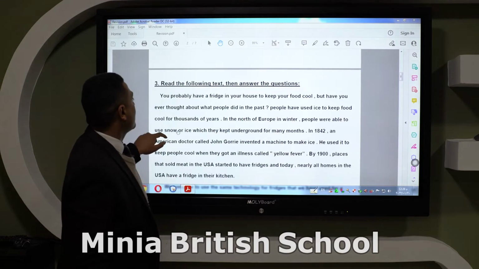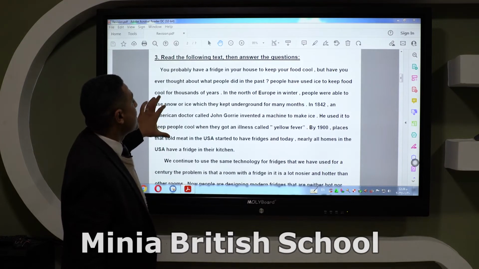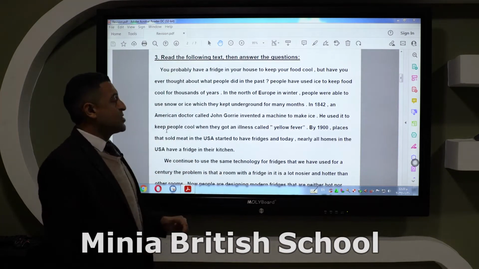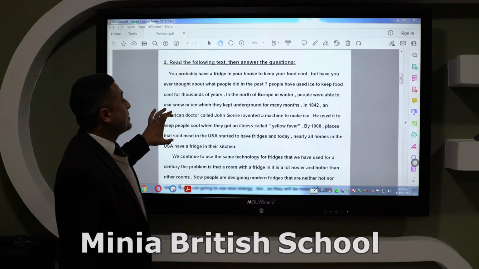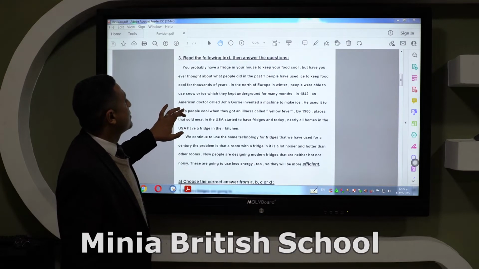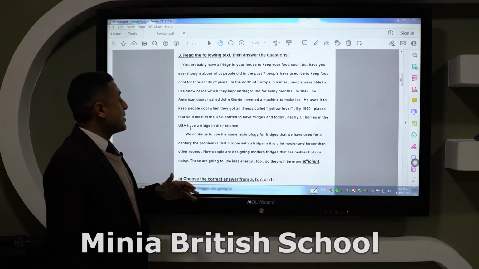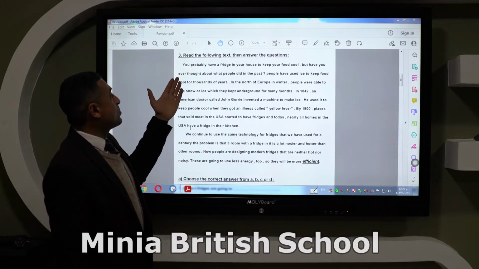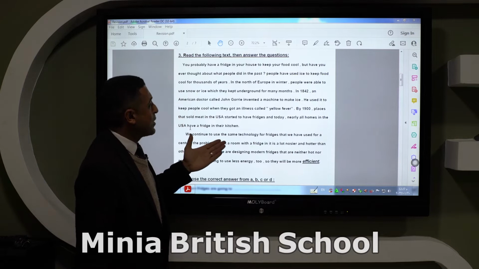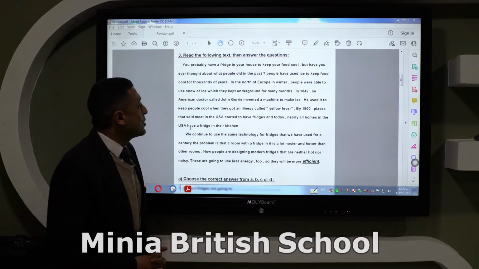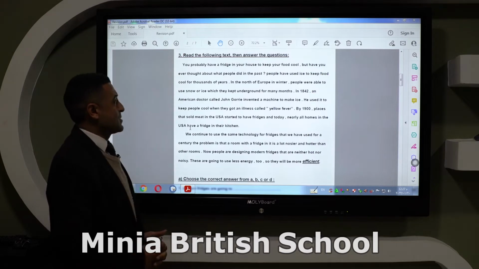Then we have our regular question, which is to read a text and then to answer a question. Okay, and this text is about fridges. As you can see here, we can read together. You probably have a fridge in your house to keep your food cool, but have you ever thought about what people did in the past?